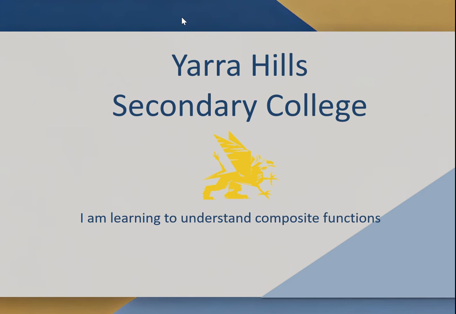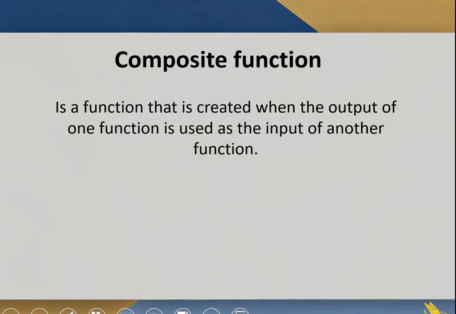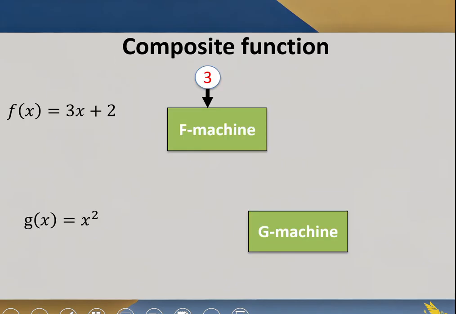We are going to be learning to understand composite functions today. So just quickly, a composite function is a function that is created when the output of one function is used as the input of another function. For an example, we've got two functions here.